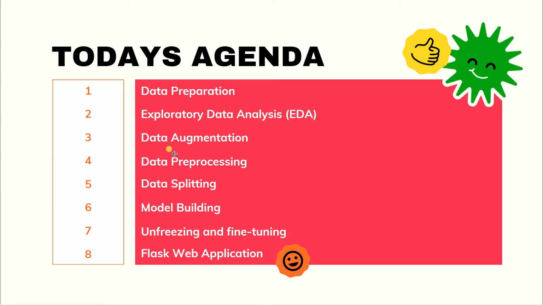Then we have data preprocessing. We are going to use OpenCV in order to process our data. Then we have data splitting. We are going to divide our dataset into train, test, and validation sets. After that, we are going to build our CNN model or the transfer learning model. And after that, we are going to use unfreezing and fine tuning in order to make our model better than the previous one. At last, we are going to build a Flask web application and test it out.